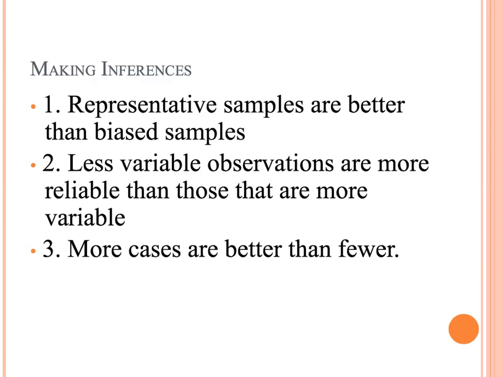So remember, making inferences. Number 1, representative samples are better than biased samples. 2, less variable observations are more reliable than those that are more variable. And then 3, more cases are better than fewer cases. The more samples you have, the more accurate your results will be.